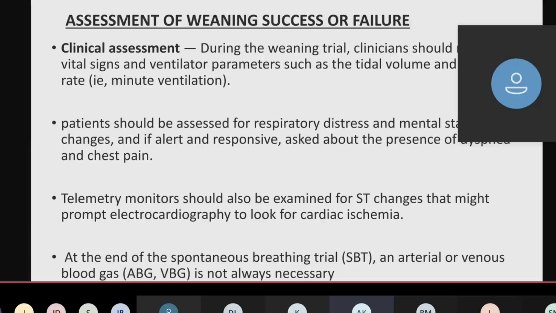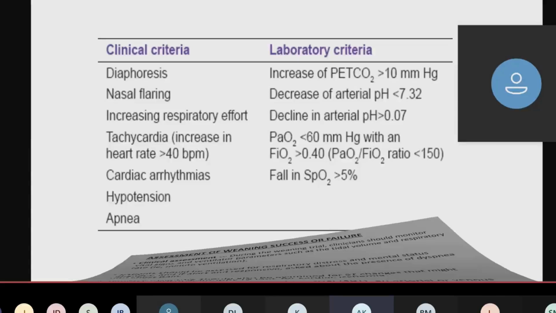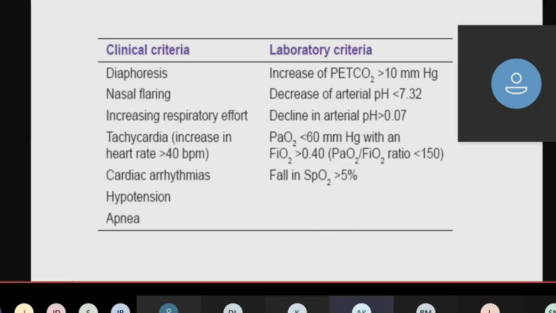And at the end of each spontaneous breathing trial, you are supposed to do a blood gas just to see whether a patient is having a normal blood gas, whether he is hypoxic, whether he is retaining CO2, or whether he is having acidosis. Because you have given a trial, you will have to periodically do an ABG and see. So that is what I told you.